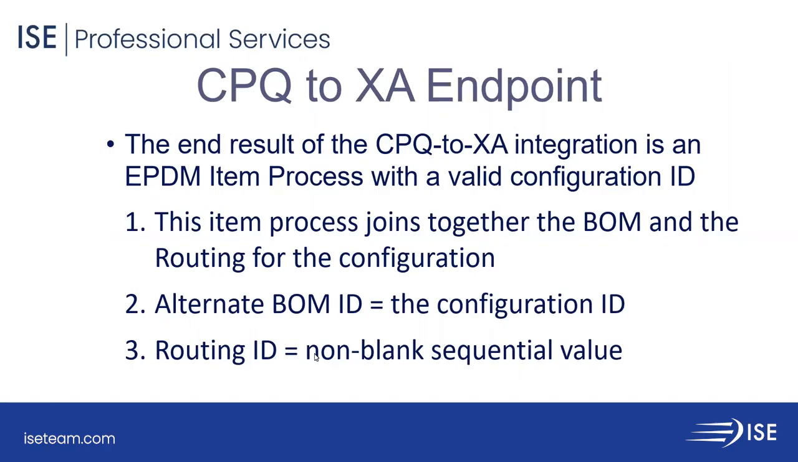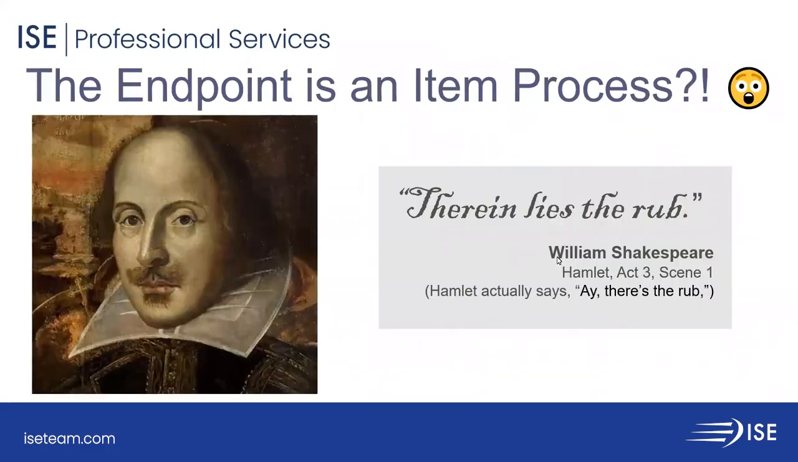So it'll be like AAA, CDF, something like that. And the next one will be AAA, CDG, et cetera, it just goes like that. But that way you can tell that it's an XA generated routing. And then the BOM, of course, is linked to the config ID because they're the same value. Okay, so the endpoint is an item process.